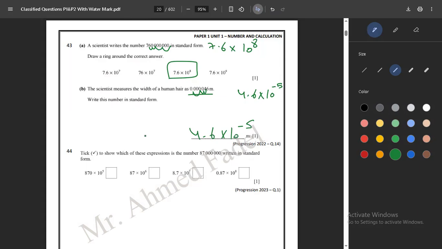Tick to show which of these expressions is the number written in standard form. No problem at all. Let's do it. I need to move it 3, 6, 7. So it is 8.7 times 10 to the power of positive 7. Why? Because I moved it 7 digits to the left, so it's positive 7. 8.7 times 10 to the power of 7 is this one.